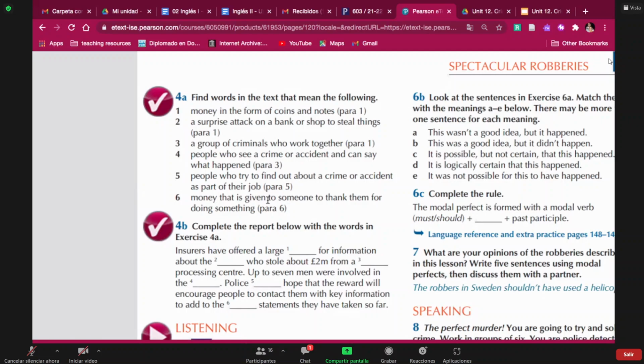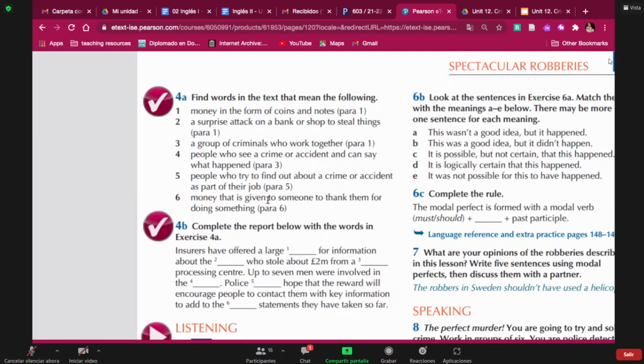A surprise attack on a bank or shop to steal things, robberies? No, because this is a surprise attack. Bueno, no que los robos no sean sorpresivos, pero tienen otro nombre cuando son sorpresivos. And yes, it is a surprise attack. Y que llegan así como varios. Entonces, sí puede ser robbery, pero de una manera más específica. Alberto, have you found it?